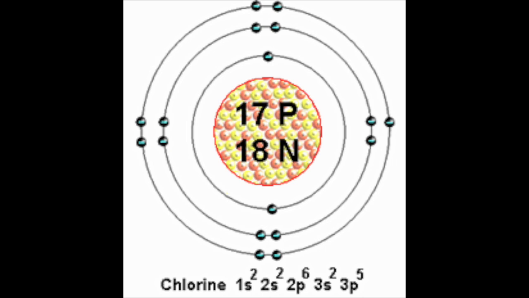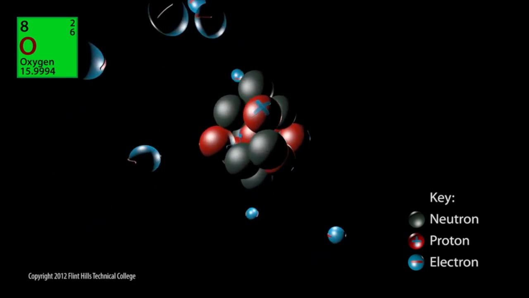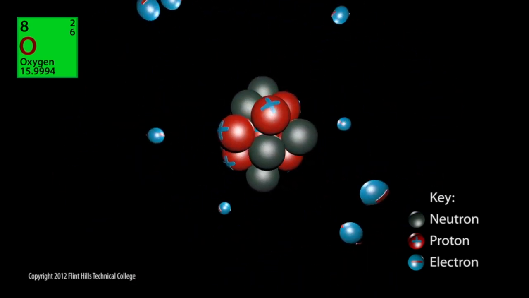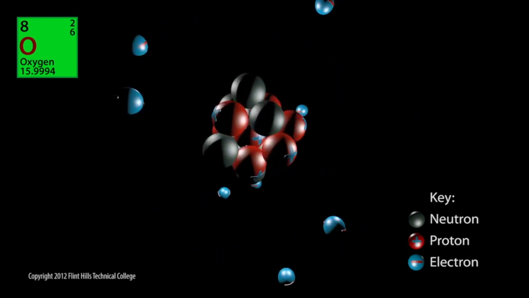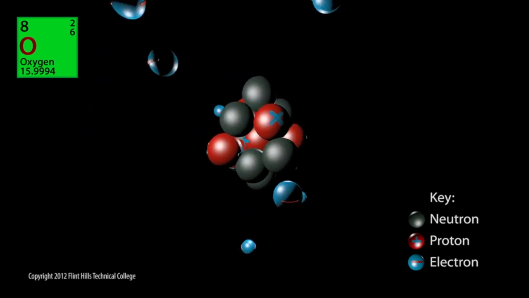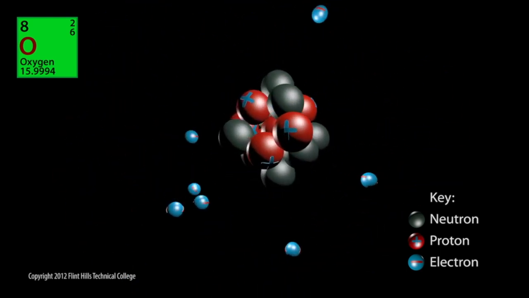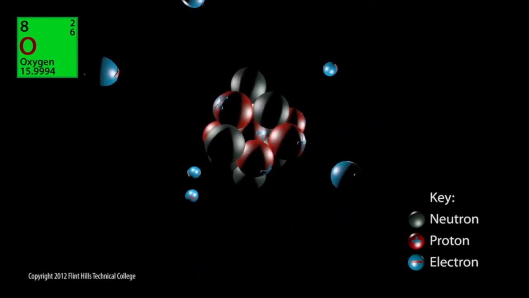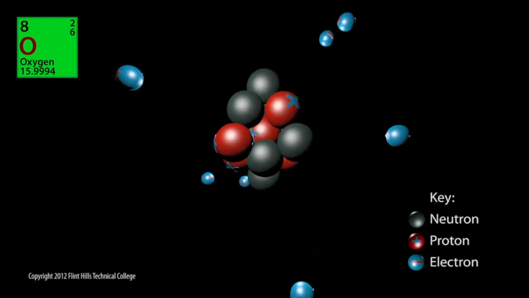This picture is only two-dimensional and does not show the movement of these electrons. Here is a 3D animation of an oxygen atom showing the orbiting of the electrons at different energy levels. Keep in mind that this is only an animation. Real electrons move much faster than this, at nearly the speed of light, so fast that it would look more like a blurry cloud surrounding the nucleus.